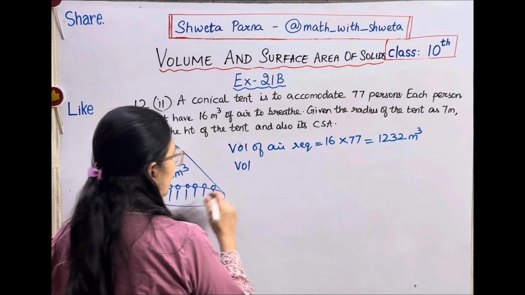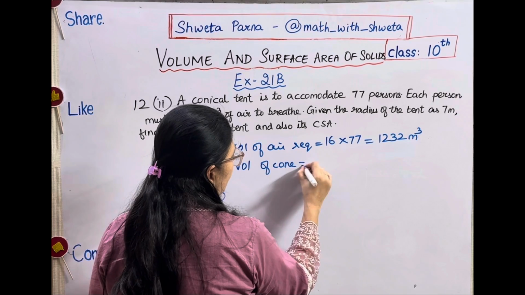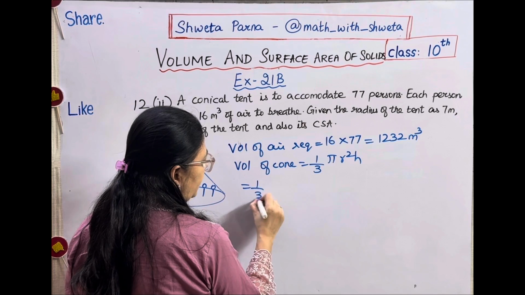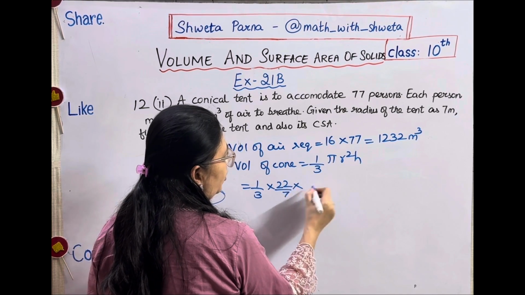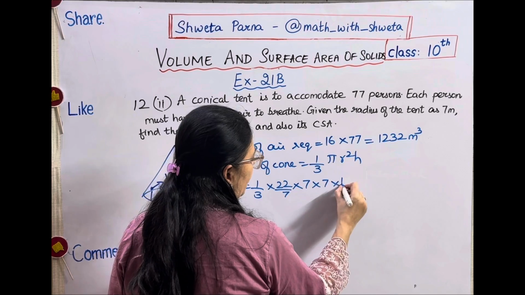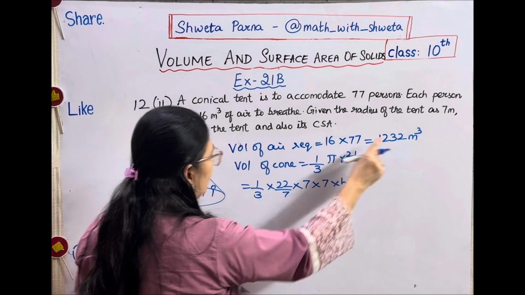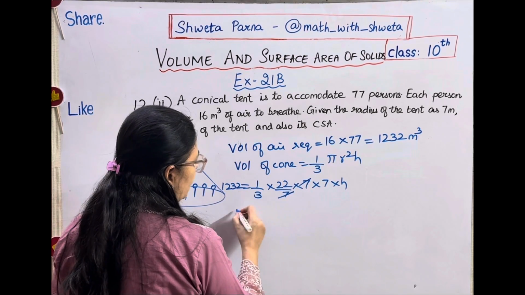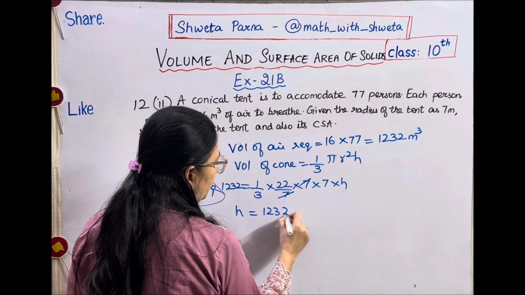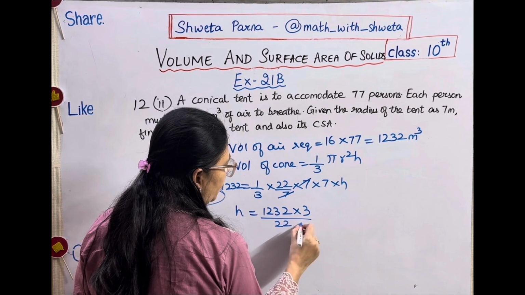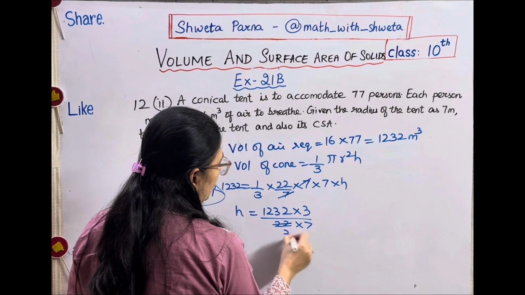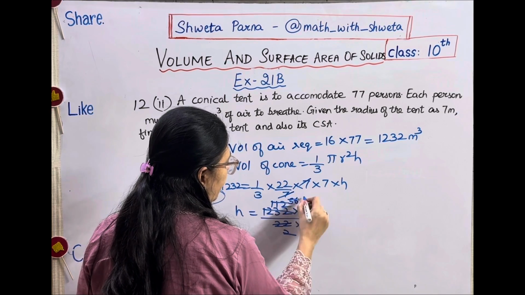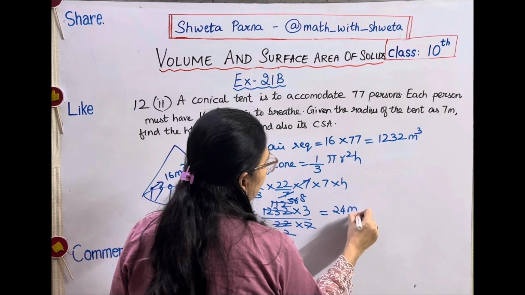So what is the volume of a cone? Volume of cone is 1 by 3 pi r square h, correct? Which is 1 by 3 into 22 upon 7 into radius 7 into 7 into height. What is the volume? Volume we have already got as 1232. Okay, 7 and 7 get cancelled. So height is equal to 1232 into 3 upon 22 into 7. 11 2s are 22, 11 2s are 22, 56, 7 8s are 56. So height is 24 meters.